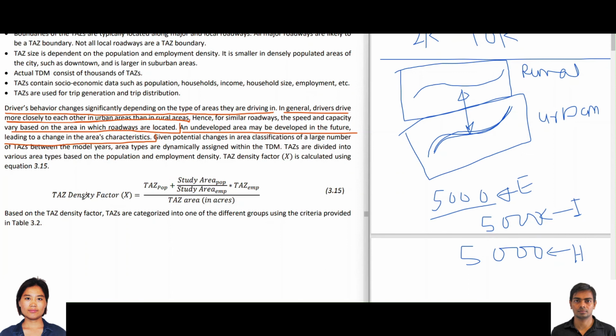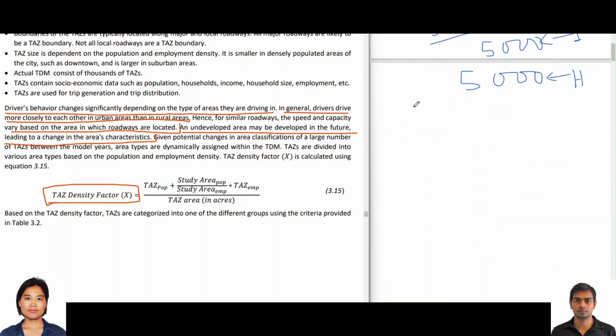So there is a factor which defines the area type. It's called the TAZ density factor. It looks at the density of population and employment in the area and tries to automatically classify what a land use is. So this is the first process, called initialization in the travel demand model.